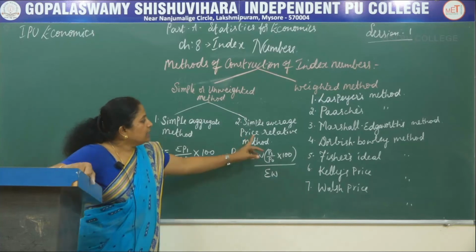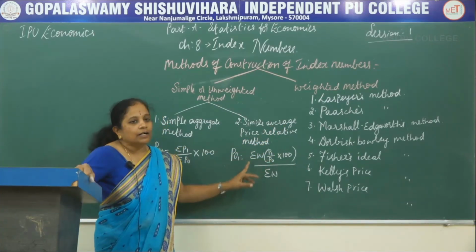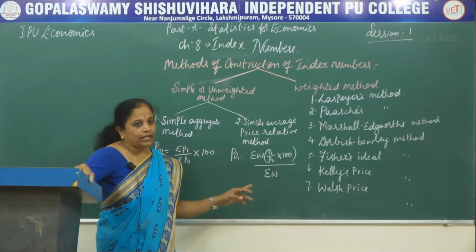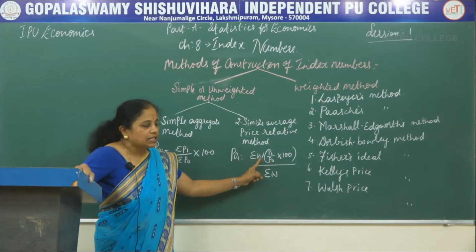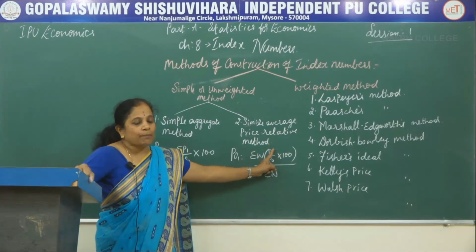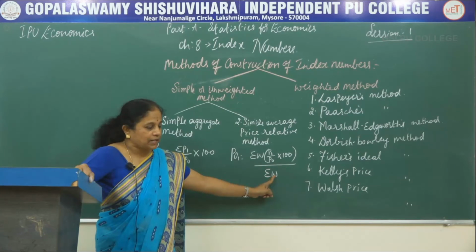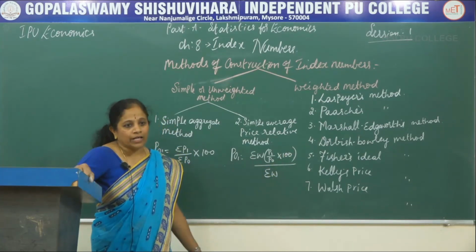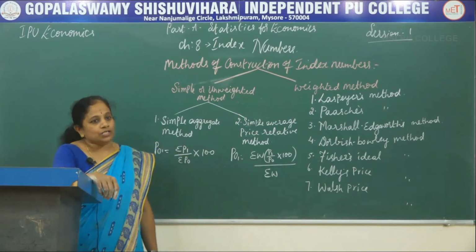In the case of the simple average price relative method, different weighted average methods are used, like Laspeyres and Paasche. But commonly we consider sigma of weight times P1, that is the price of the current year, divided by P0, that is the base year, multiplied by 100, divided by sigma weight, that is the total weights of the variations.